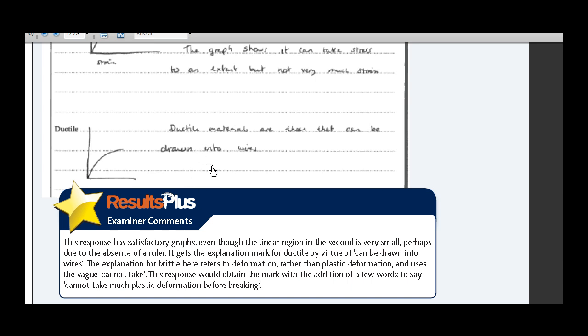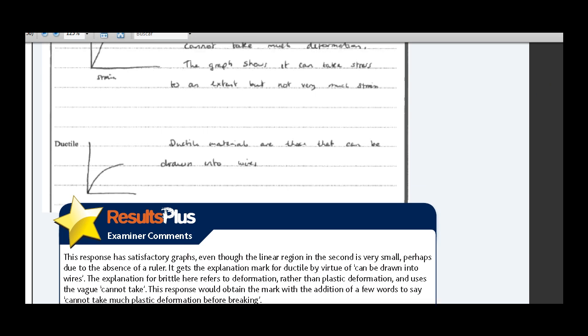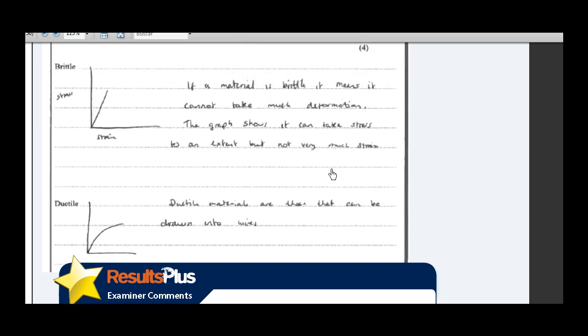But for the first one he wasn't so lucky, even though this was briefer, it was more specific. For the first one it says the explanation for brittle here refers to deformation rather than plastic deformation, so it wasn't specific enough, and uses the vague cannot take. This response would obtain the mark with the addition of a few words to say that it cannot take much plastic deformation before breaking. So the guy lost the explanation mark there, even though he wrote twice as much here as here. He lost the mark in the explanation because he was vague. So even though the idea is there, they haven't given them the mark. So they gave him the graph mark but not the other one.